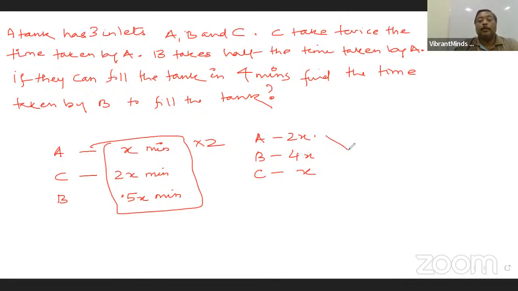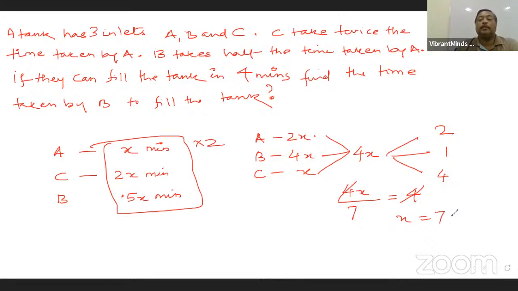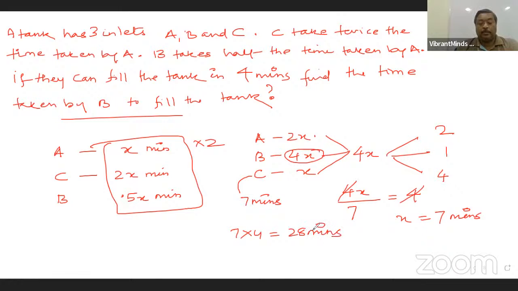Now, x, 4x, and x, the LCM will always be 4x. So we get here 2, 1, and 4. Now, 4x by 2, 1, and 4, 7 is equal to 4. So can I say the value of x is how much? The value of x is 7 minutes. So C is taking 7 minutes. And the question says B is 4x, so 7 into 4, that is 28 minutes.